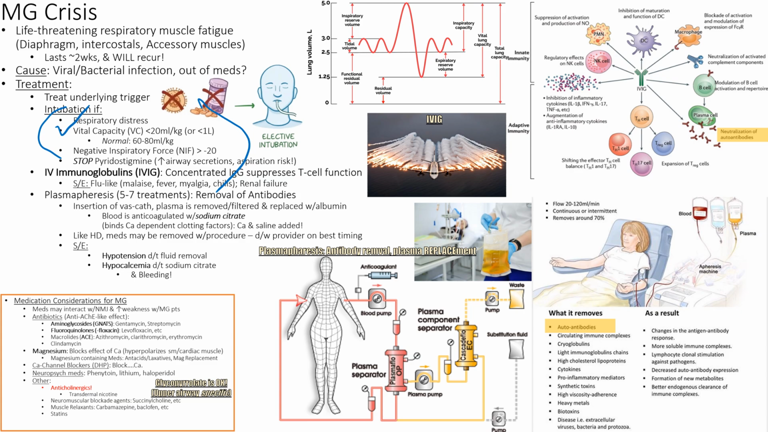But if it's more than that, we're going to keep doing these tests like every 12 hours or every day at least. Okay, so normal is 60 to 80 per kilo. So if someone weighs 100 kilos, how many liters should they be? 6 to 8 liters, right? Is how much they should have for vital capacity. And what is vital capacity?